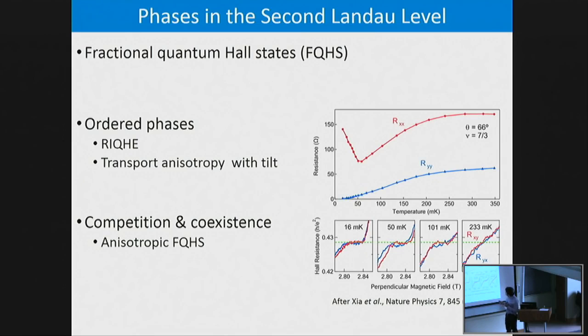But anyways, these states are known to interact with one another, and are known to form anisotropic fractional quantum Hall states when you introduce anisotropy by putting in an in-plane magnetic field, as shown here from the results from the Nature paper by Xie et al.